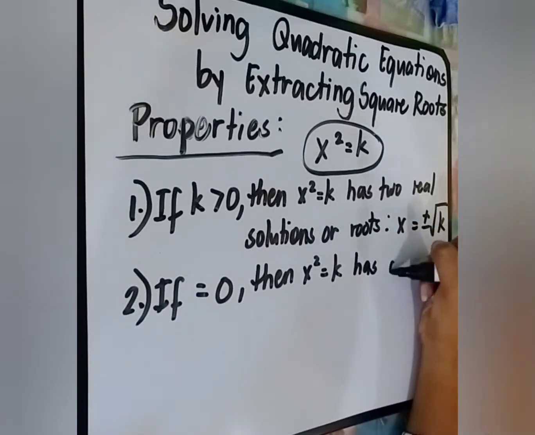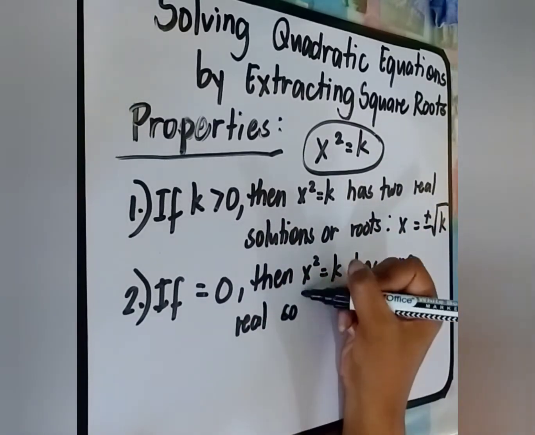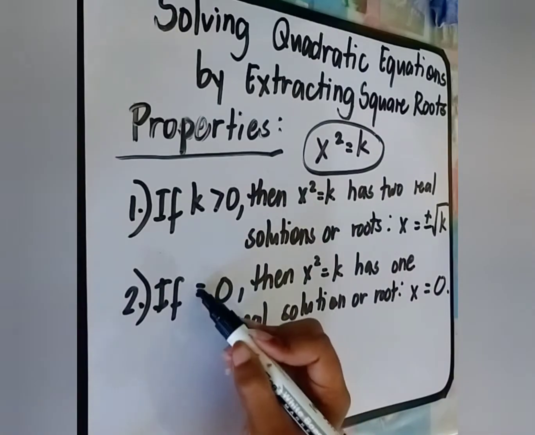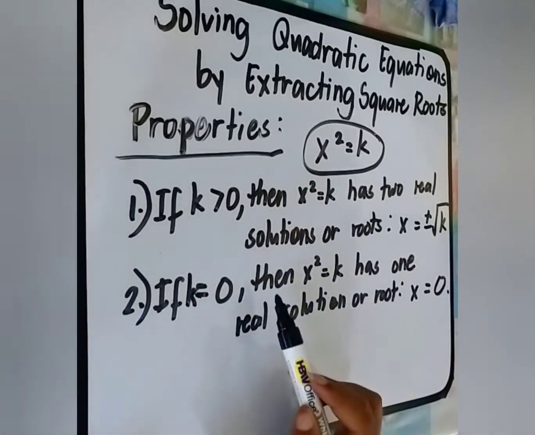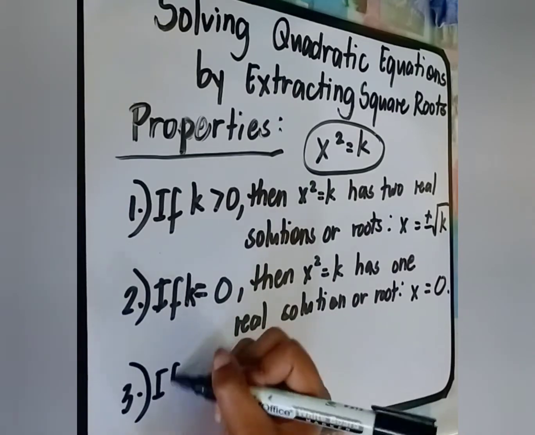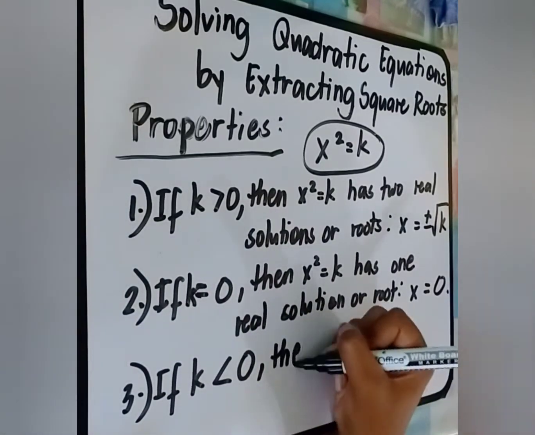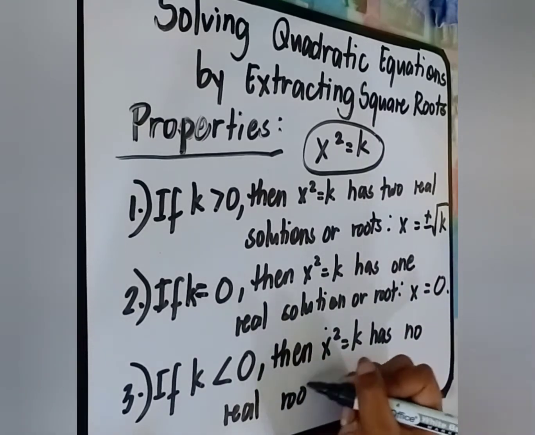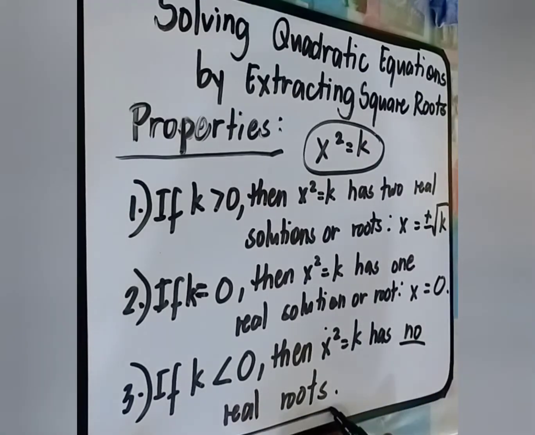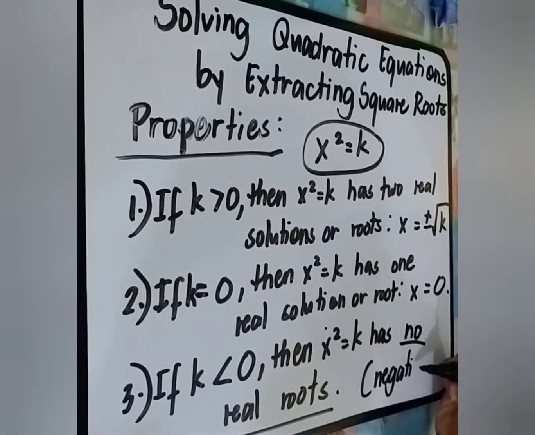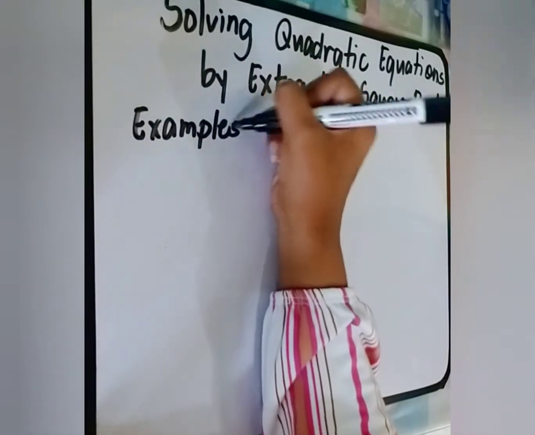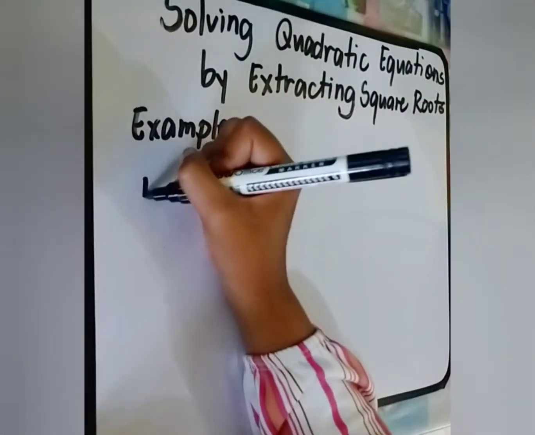Okay, number 2 property. If k is equal to 0, then x squared is equal to k has one real solution or root, and that is x is equal to 0. And number 3, the last property, if k is less than 0, then x squared is equal to k has no real roots. Okay, tandaan, kapag ang k is less than 0, wala siyang real roots, or that are the negative numbers.